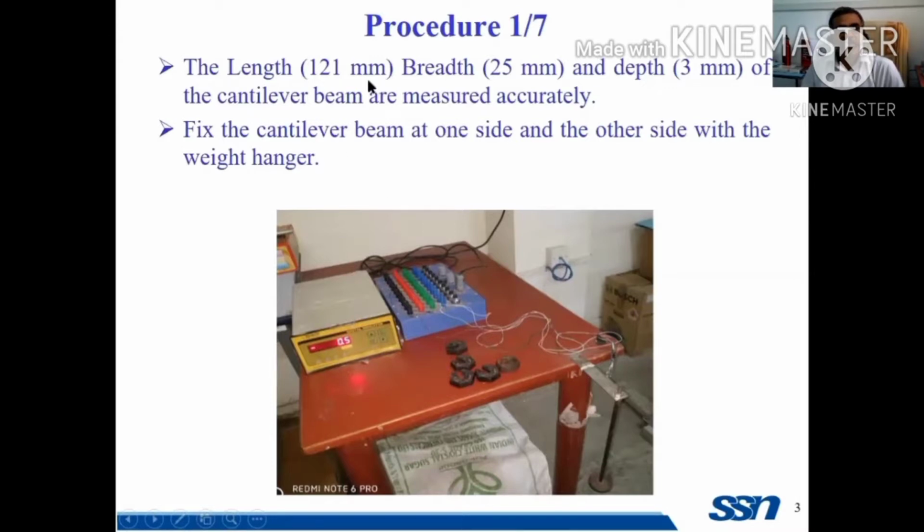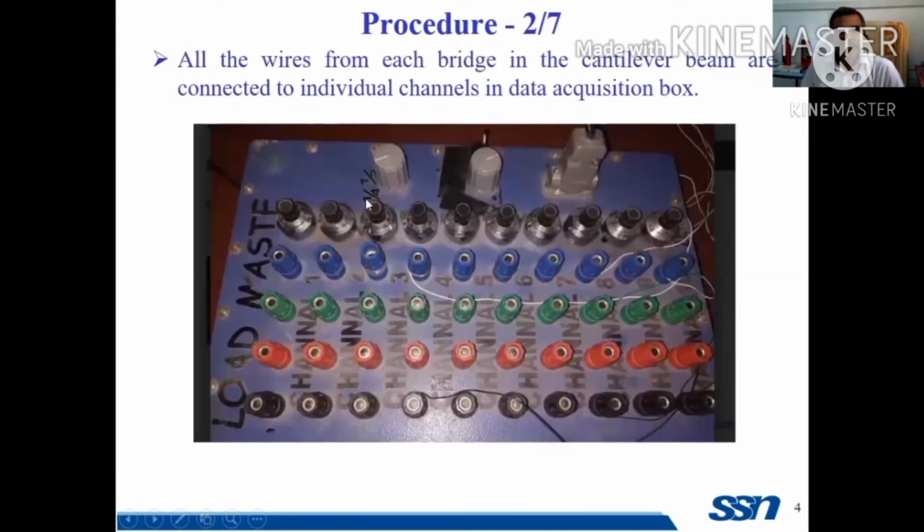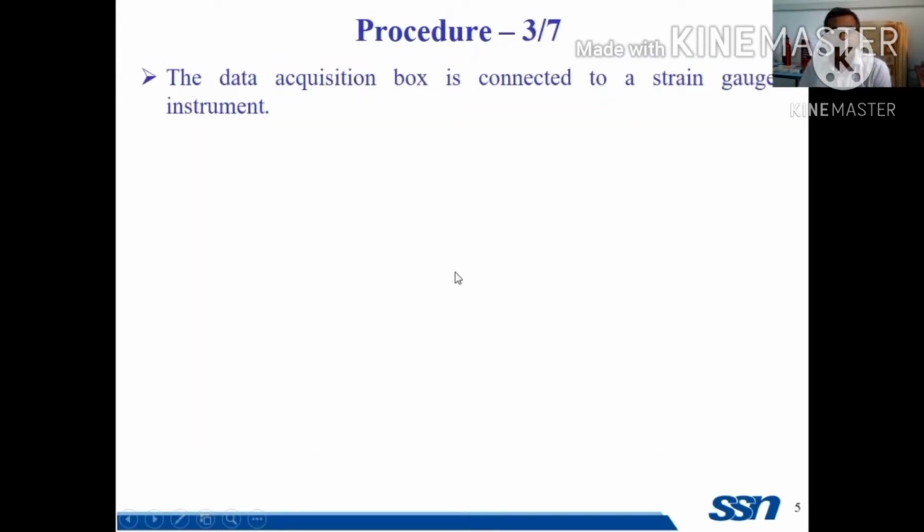Now the length of the beam is 121 millimeter, breadth is 25 millimeter and depth is 3 millimeter. These are all the data. And now you can see this is a device which is used for connecting different types of Wheatstone bridge, like quarter, full, and half bridge. In all three cases, we will be measuring the strain for different loading conditions.